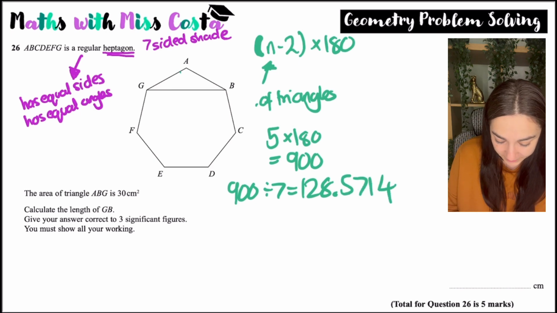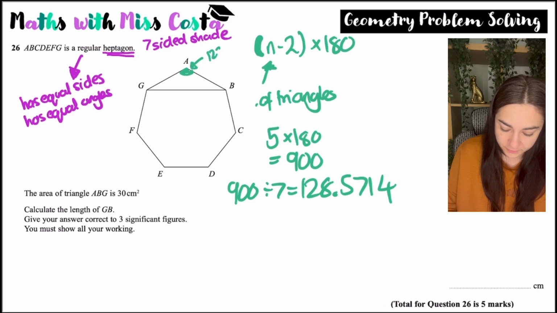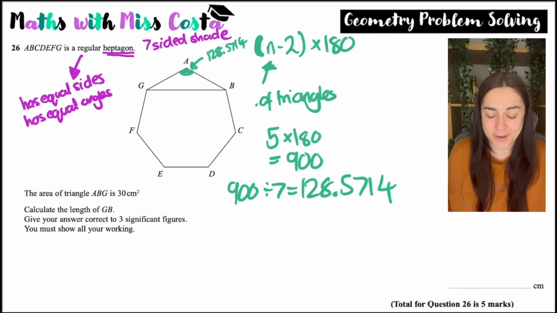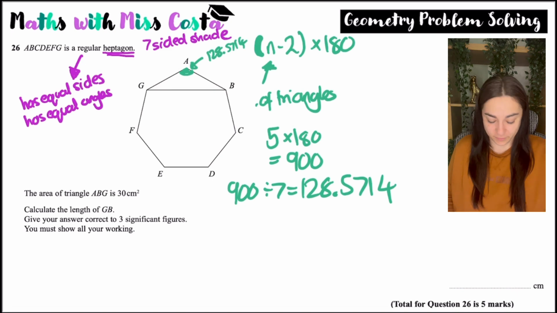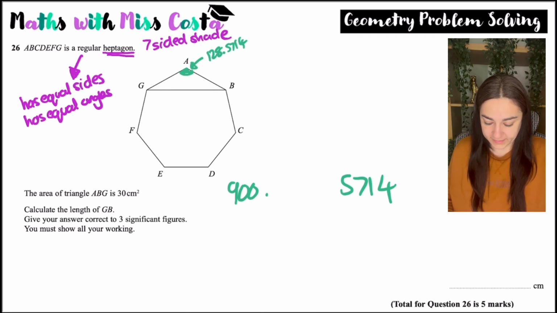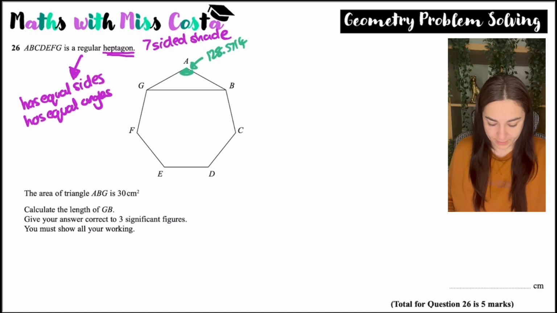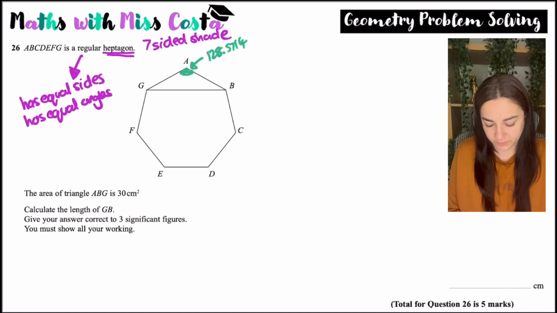Okay, so I know that each little angle is going to be 128.5714. I've just worked out the size of the angles because it's a regular heptagon and that's the information that's been given to me, and that's going to be helpful. Now, I am being asked to calculate the length of GB, which is this length here. And I'm also told that the area of this triangle is 30 centimeters squared.